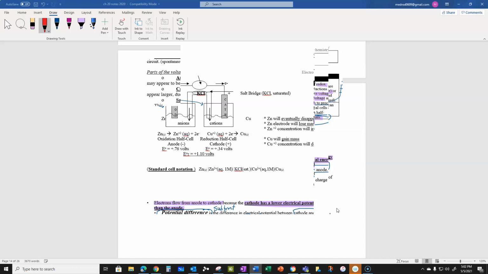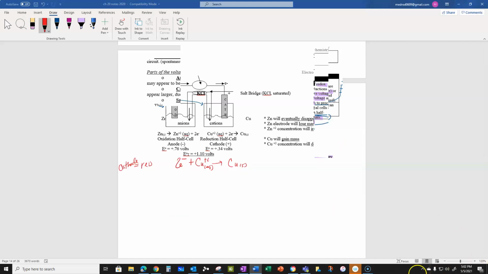Okay, and where are my electrons? Well, if he was reduced, I need to have my electrons on the reactant side. So he was reduced because copper was the cathode. Now let me show you how to use the chart.